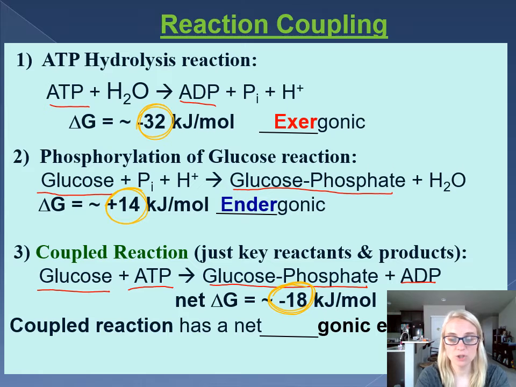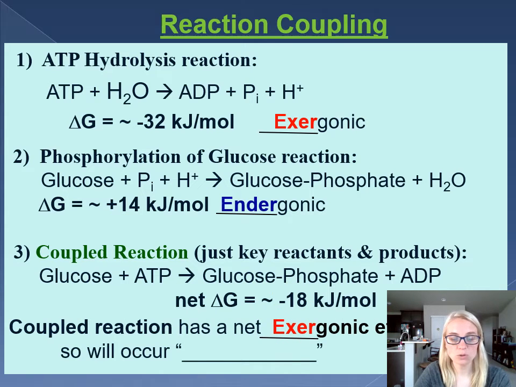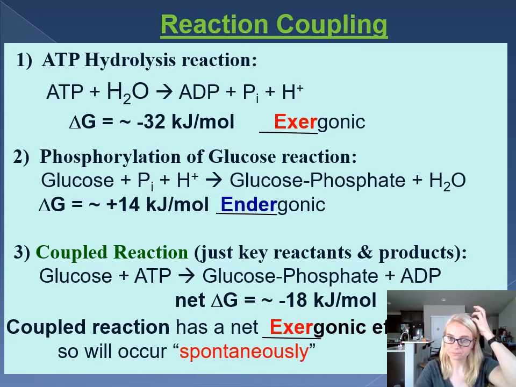A negative delta G is going to give you a net exergonic effect. So the phosphorylation of glucose will be happening spontaneously when you couple the hydrolysis of ATP and that phosphorylation of glucose, because the hydrolysis of ATP releases so much energy, it has the ability to cover what's needed for this endergonic reaction with extra. So this coupled reaction is going to be spontaneous.